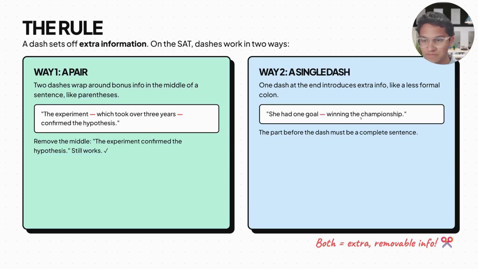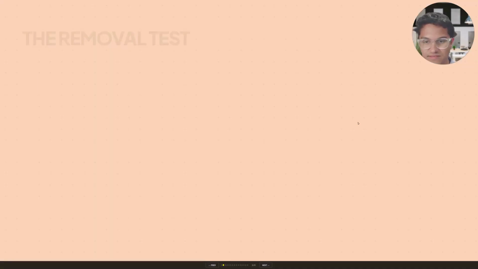For example, the experiment, which took over 3 years, confirmed the hypothesis. Now you can remove the part in the middle and you still have a full sentence: the experiment confirmed the hypothesis. Now a single dash introduces extra information, but is much more similar to a colon. As an example, she had one goal, winning the championship. And like a colon, the part before the dash also needs to be a complete sentence.